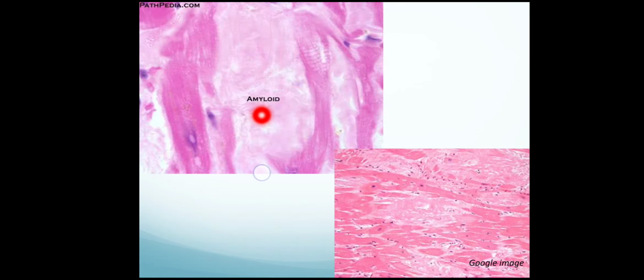Again, this is a microscopic picture. You can see this is the amyloid protein seen on light microscopy, in between the muscle fibers of the heart. Again, this is the amyloid deposition. These are amorphous, eosinophilic, and glassy in appearance.